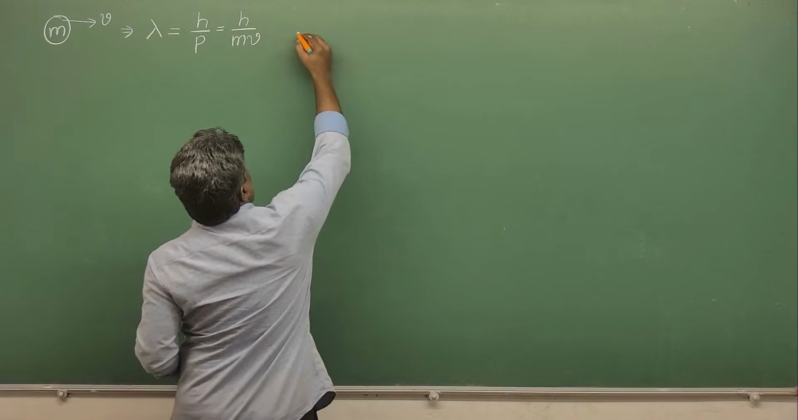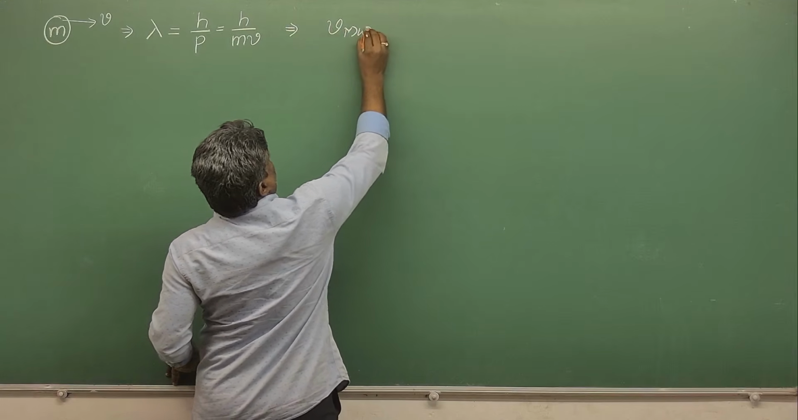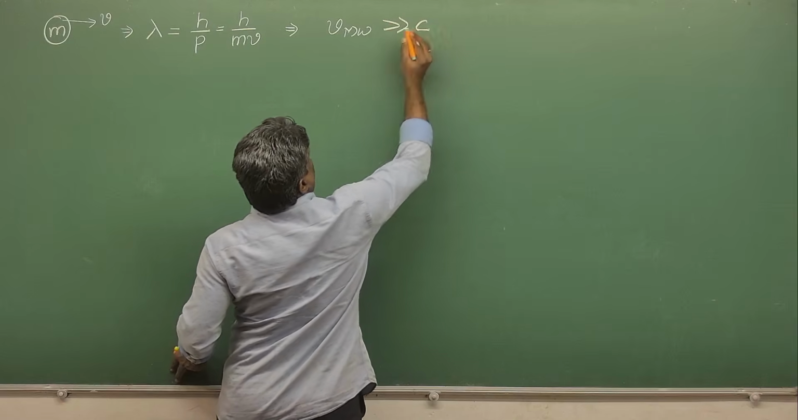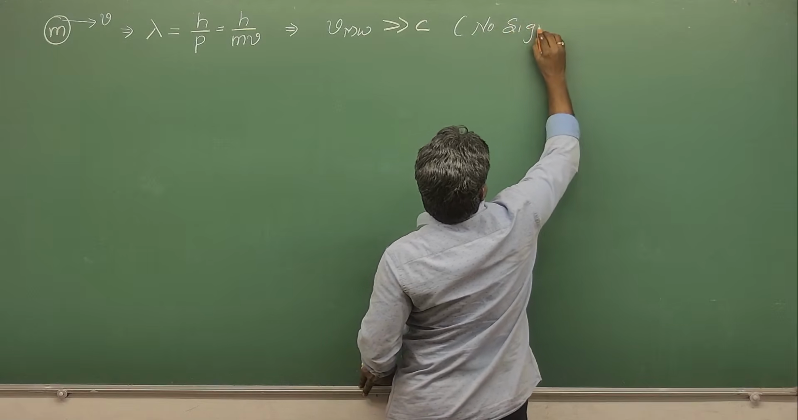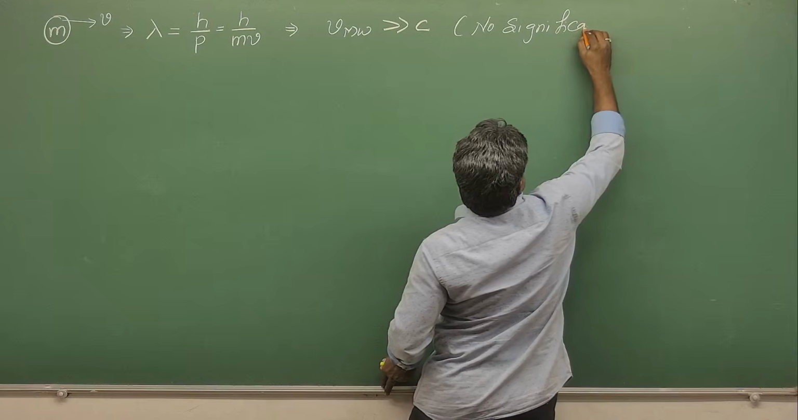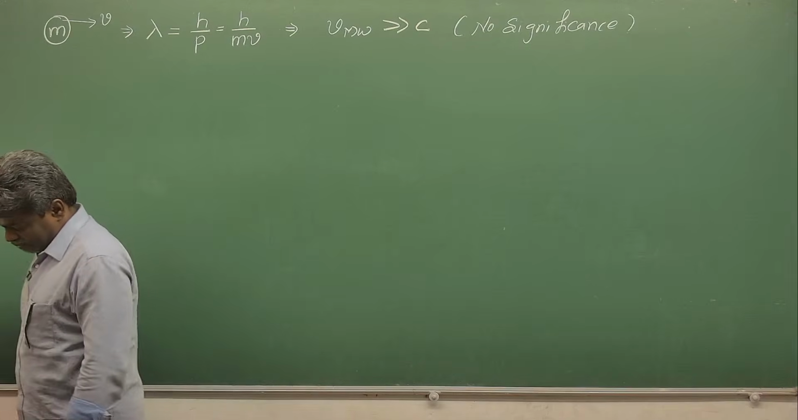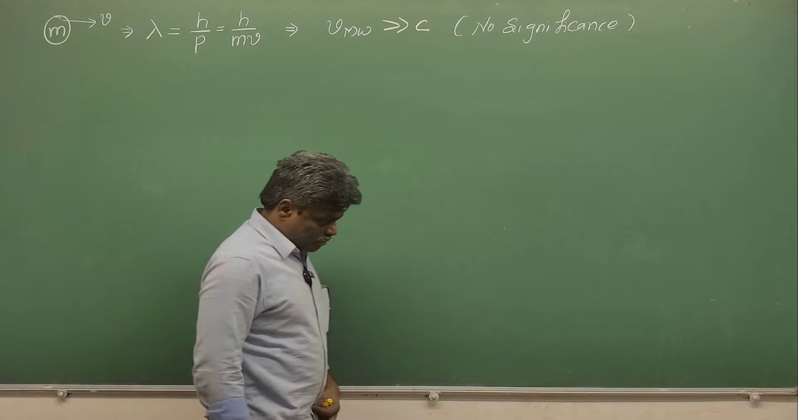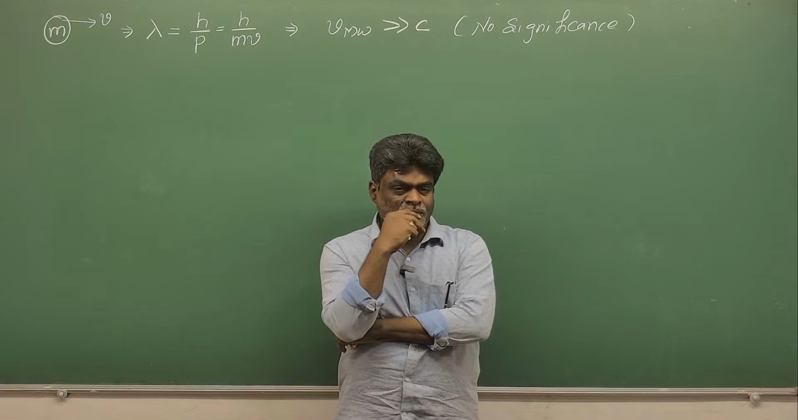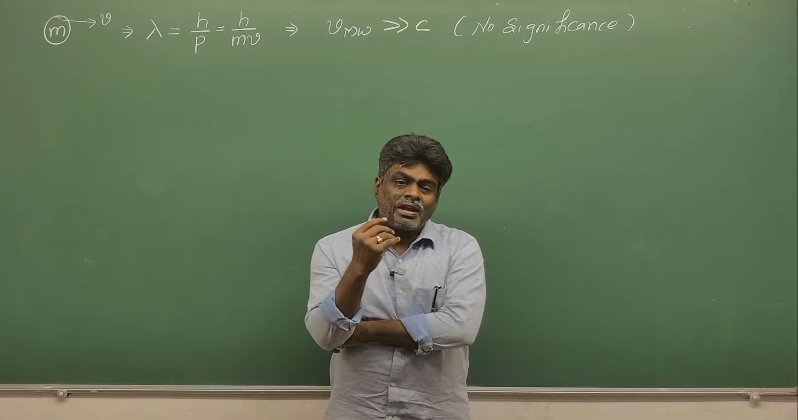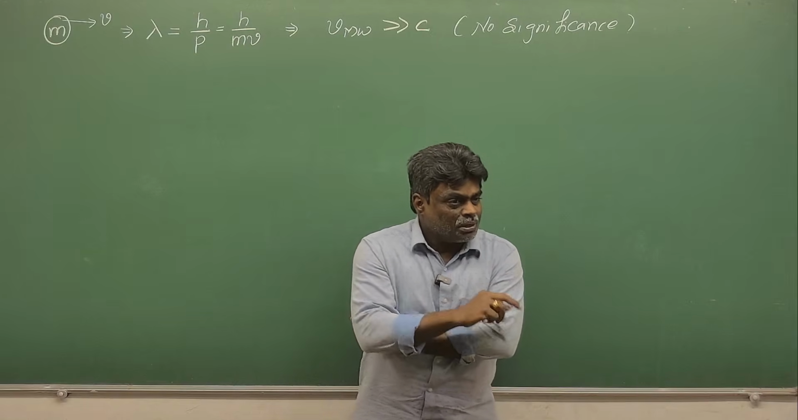And we have already seen that the velocity of the matter wave is very much greater than c. That's why it has no significance. This is what we discussed in the last class. Now you may have a doubt: if the matter wave is not having significance, then how are you able to represent the particle motion by using a wave?